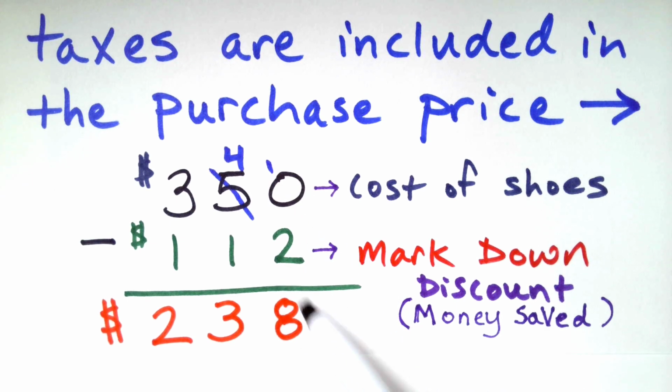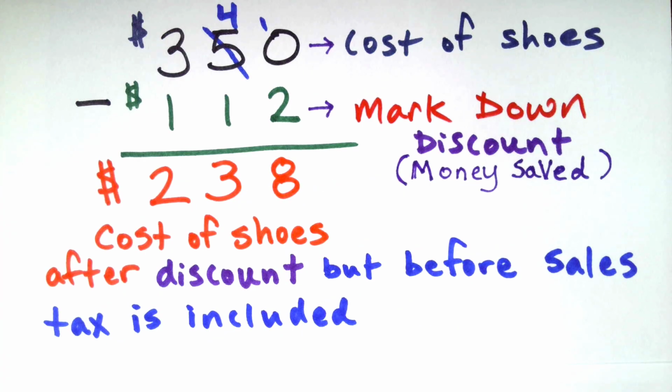What is 10 minus 2? It's 8. 4 minus 1 is 3. 3 minus 1 is 2. So I have my value, $238. What does that represent? If you said that $238 represents the cost of the shoes after the discount, but before the sales tax is included, you're absolutely right.